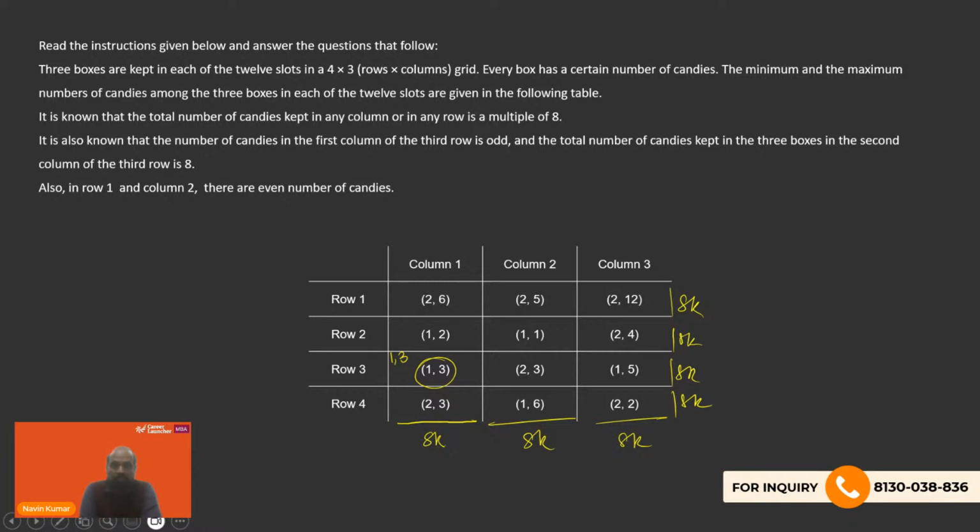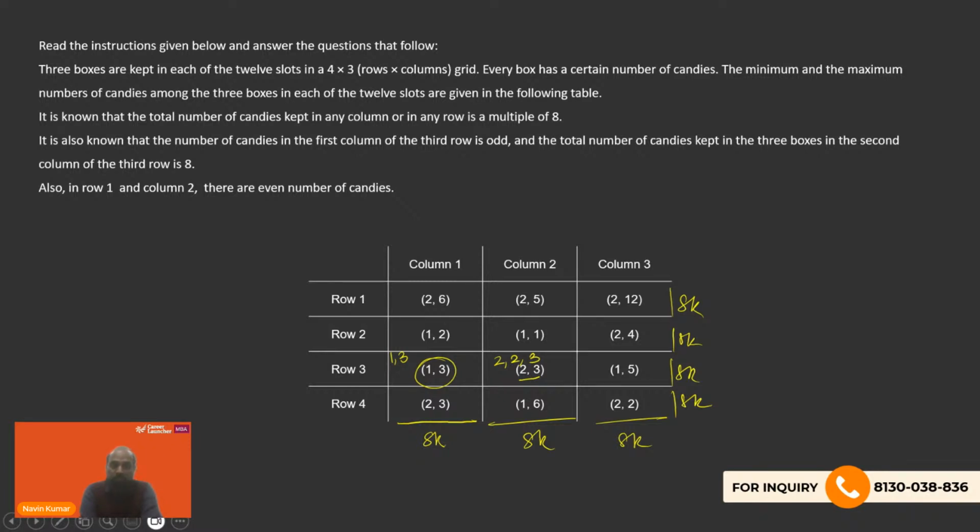And the total number of candies kept in the 3 boxes in the second column of the third row is 8. So since the minimum number of candies is 2 and the maximum is 3, we can only make an 8 by taking 2, 2 and 3. There is no other way of doing it, right?